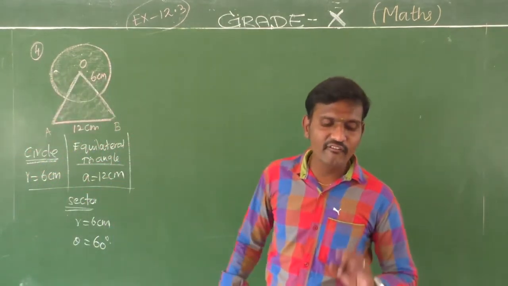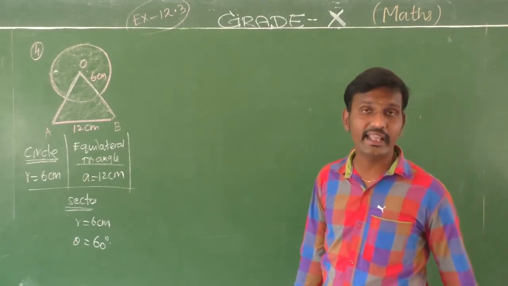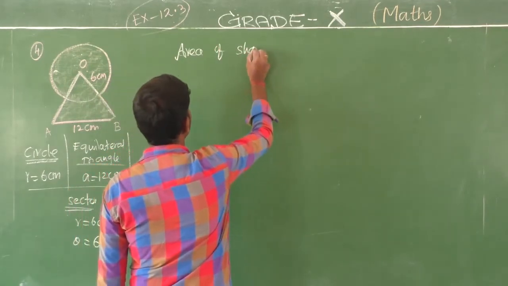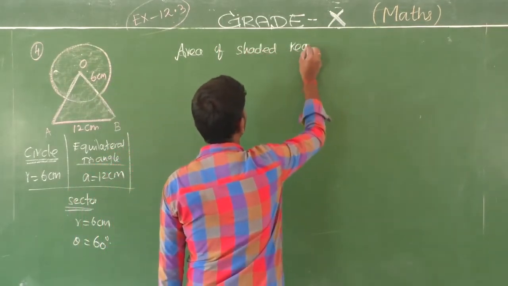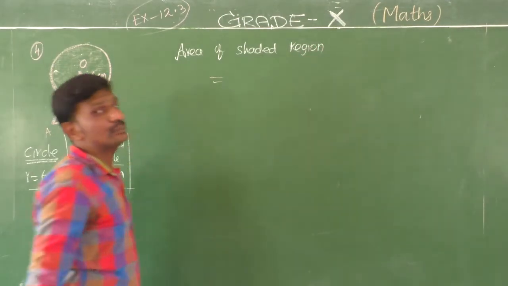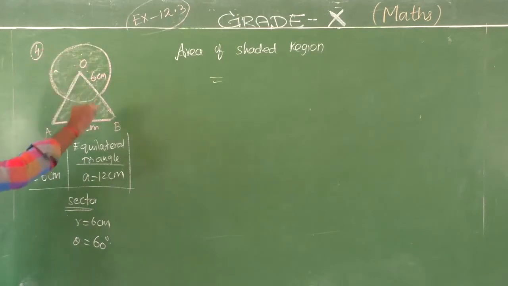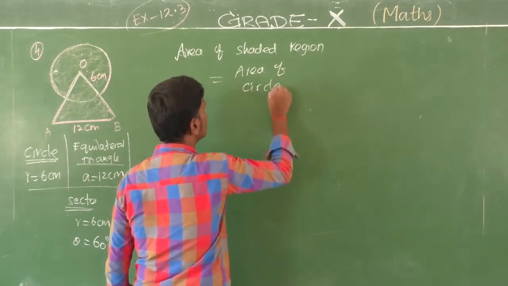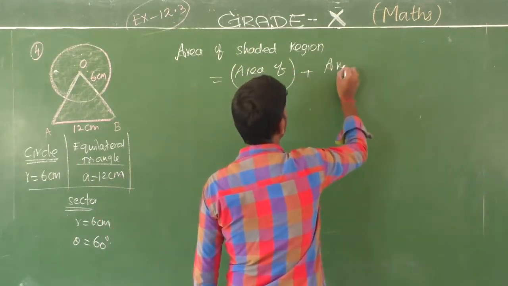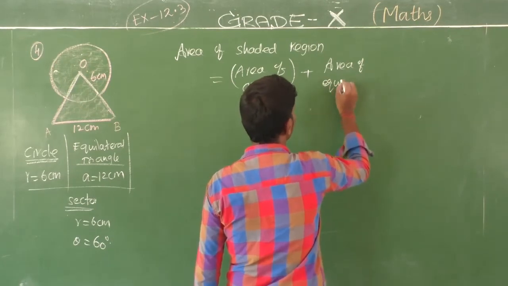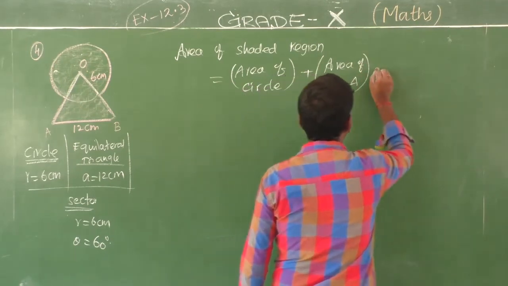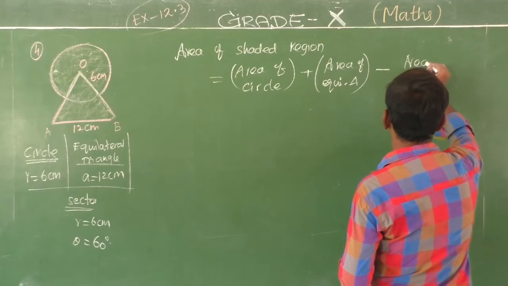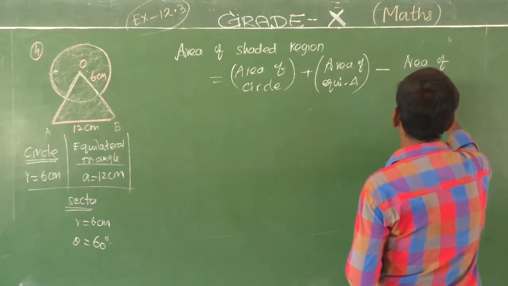Now what are we going to find? Find the area of the shaded region. It is very simple, but one more thing we have to think. Area of the shaded region is equal to, first I am going to take the area of the circle, plus the area of the equilateral triangle, and minus, I am going to subtract the area of the sector.